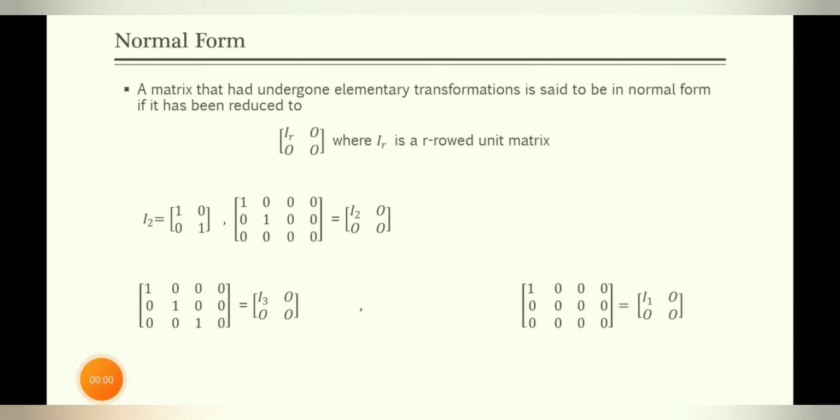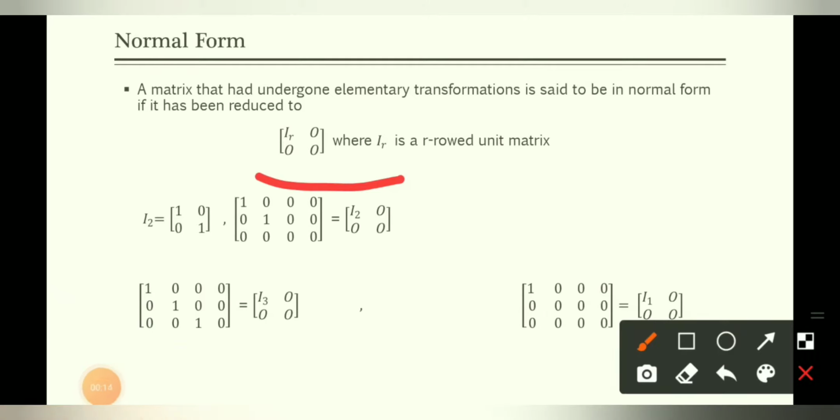Dear students, the third very important form is normal form. This is the form of a matrix obtained after going through elementary transformations. What is this form? You can see all the elements are 0 except the diagonal elements. Like here you can see this is I2, where diagonal elements are 1 and all the non-diagonal elements are 0.